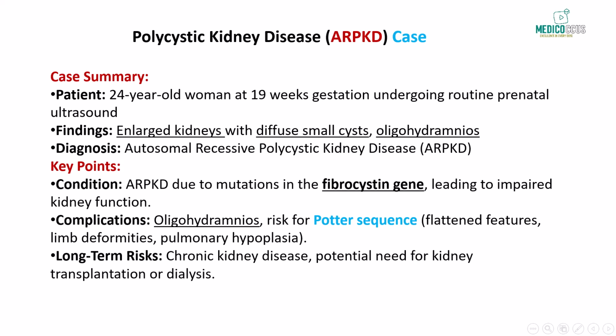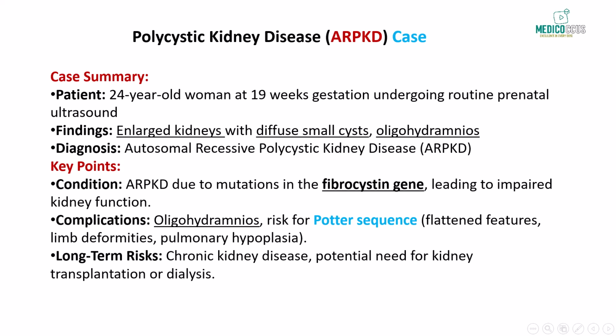This condition leads to the formation of numerous small cysts within the kidneys, impairing their ability to function properly. As a result, the fetus produces little to no urine, leading to oligohydramnios. This oligohydramnios places the fetus at risk for Potter sequence, just as we discussed in the previous case. The flattened facial features, limb deformities, and pulmonary hypoplasia are characteristic of this condition.